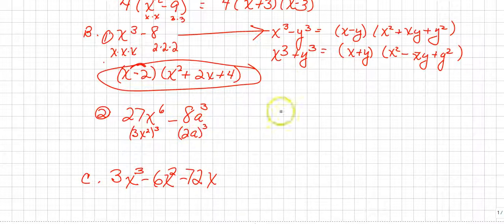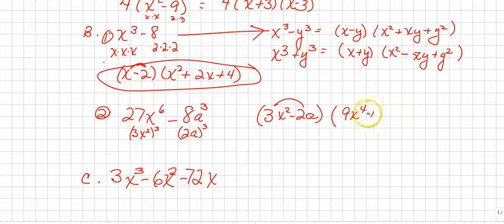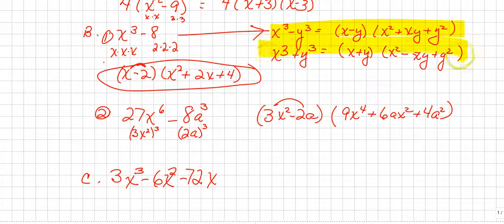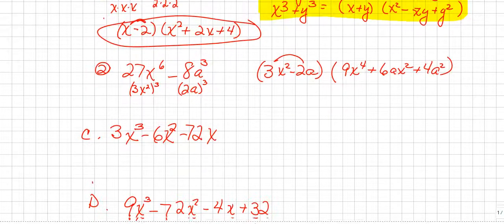So it'll factor using the pattern again. 3x squared minus 2a is the binomial. In the trinomial, you square the first term, which is 9x to the 4th. You do the product of the two terms, which is going to give you plus 6ax squared, and then you square the second term of the binomial, which gives you 4a squared. And again, you're done. That's it. So these two patterns up here, you just have to know in order to factor the difference or sum of two cubes. One of the tougher ones to remember.